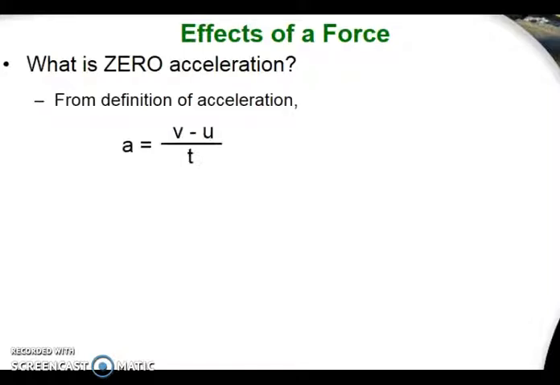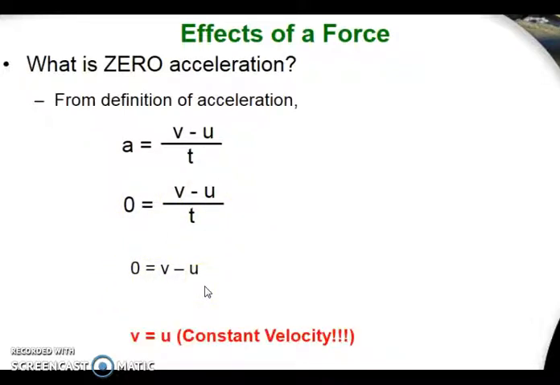Okay, so from the definition of acceleration, we know this is a formula: a equals (v minus u) over t. We substitute a to be zero. You bring t over, 0 equals v minus u, and boom, what do you see here? Zero acceleration. From our definition, we know it means constant velocity, right?